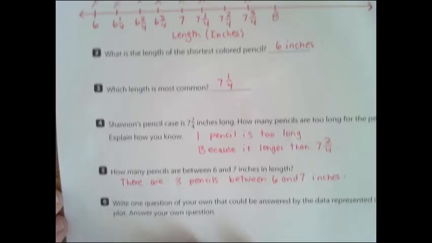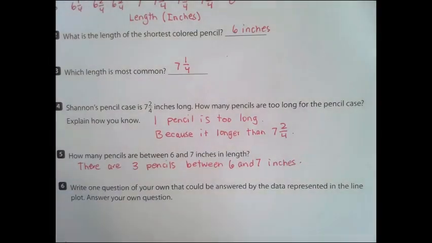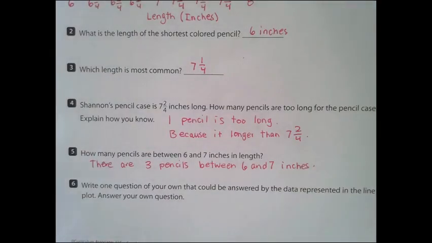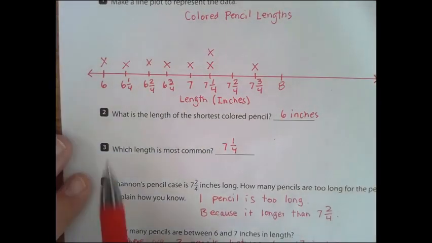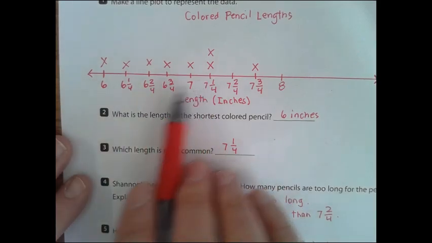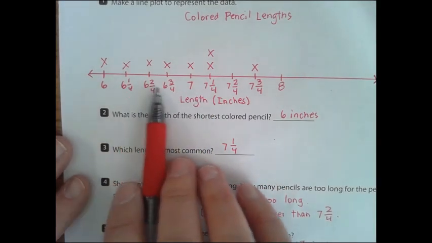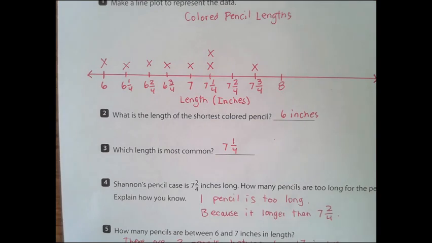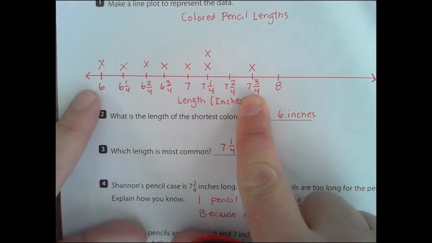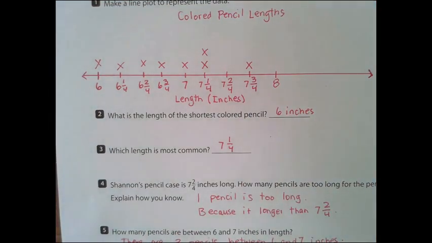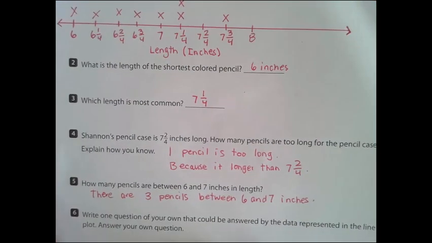Okay. Question 6, have fun with that. It says, write one question of your own that could be answered by the data represented in the line plot. And then answer it. So you might have fun and say, okay, well, how many pencils are between 6 and 7, and what is the combined length? You might want to add those. Or maybe, what's the difference between the longest pencil and the shortest pencil. Again, have fun with that. Everyone's answers will be different for question 6.